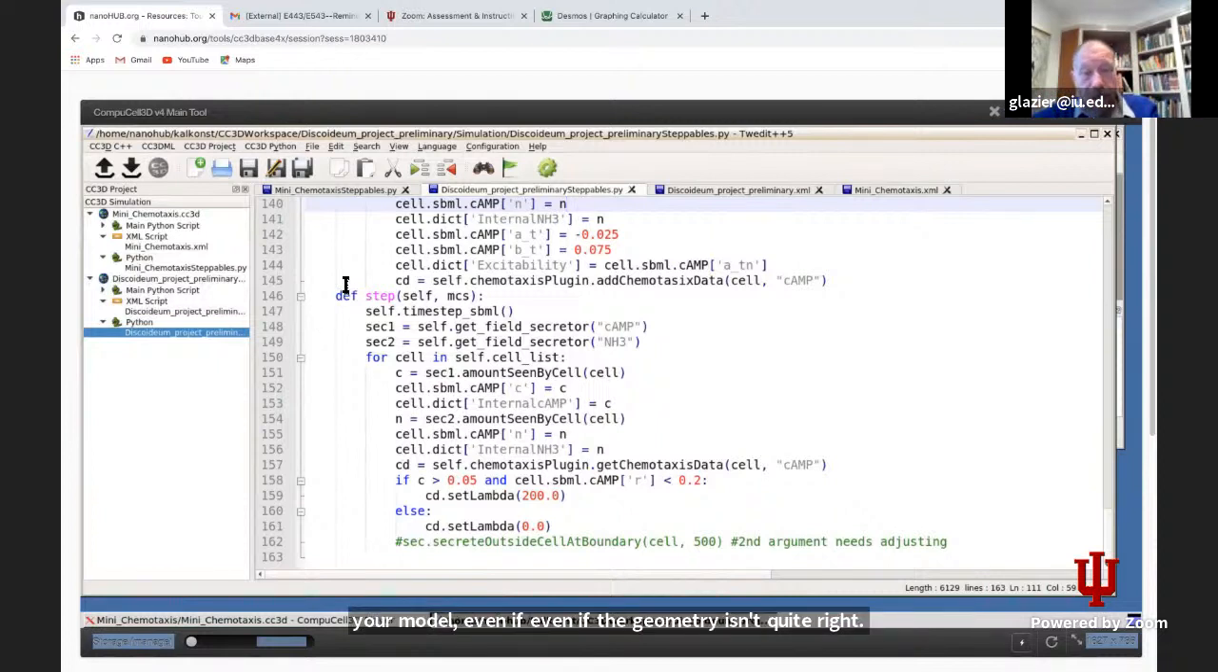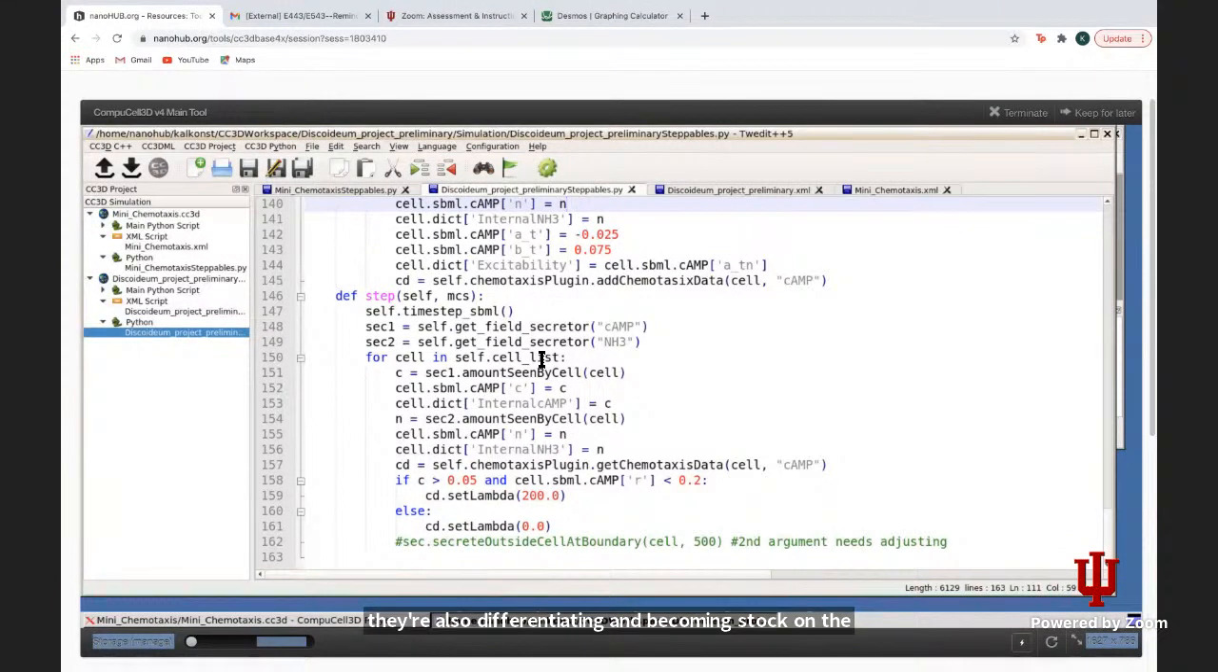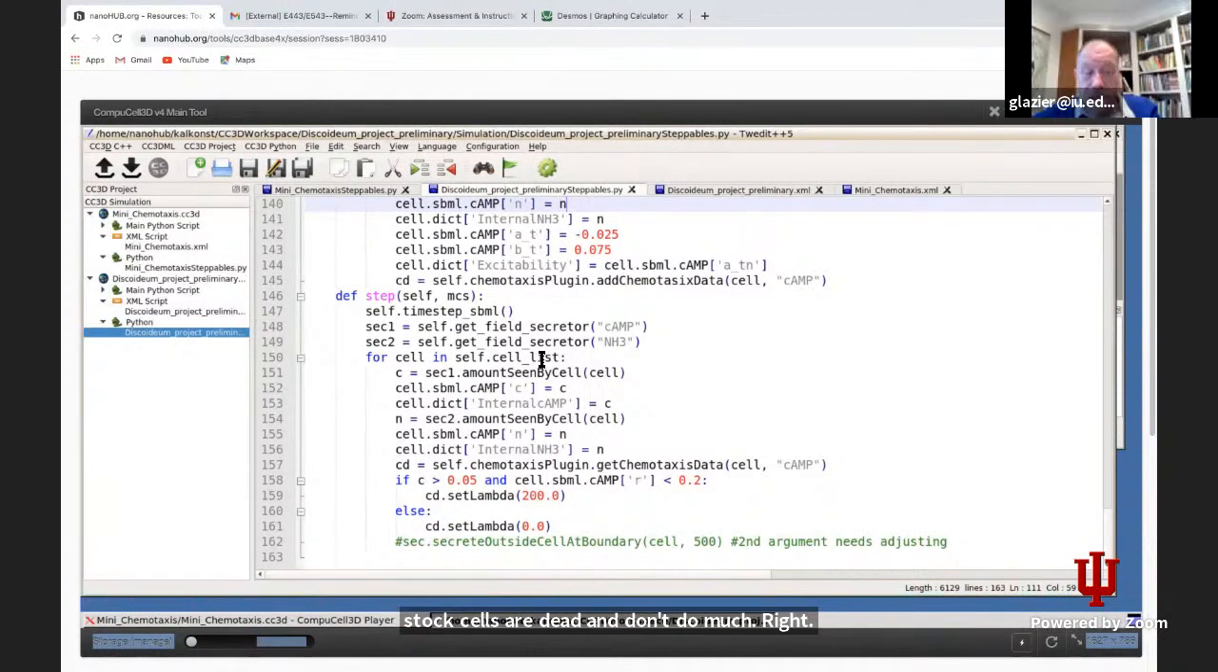Because during culmination, they're also differentiating and becoming stalk, and the stalk cells are dead and don't do much. But the chemotaxis part of the model is the same one that they do during aggregation. And so you should be able to see the cells come together to aggregate and form streams. And of course, Josh showed us last week some of the classic movies of Dicty doing their thing.